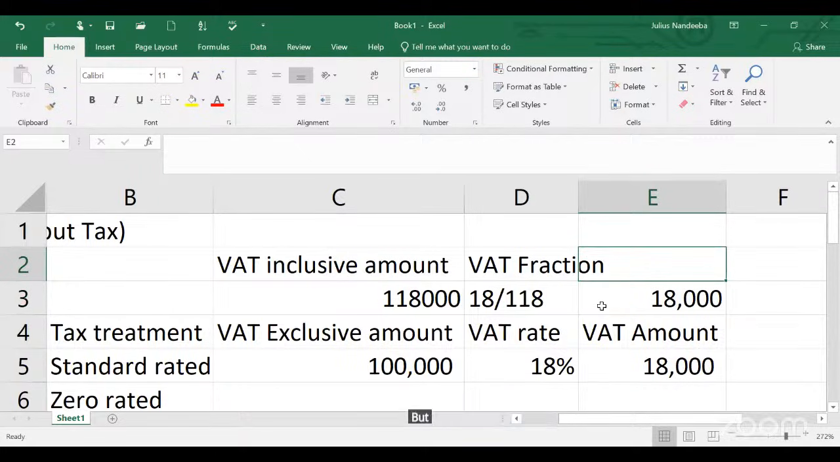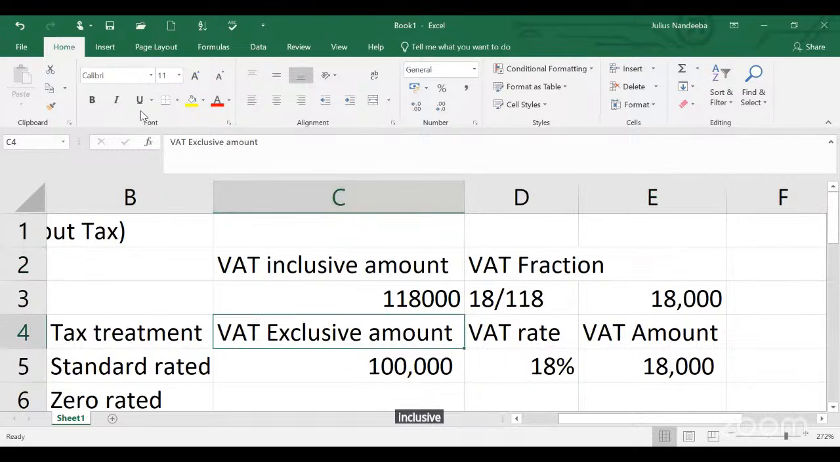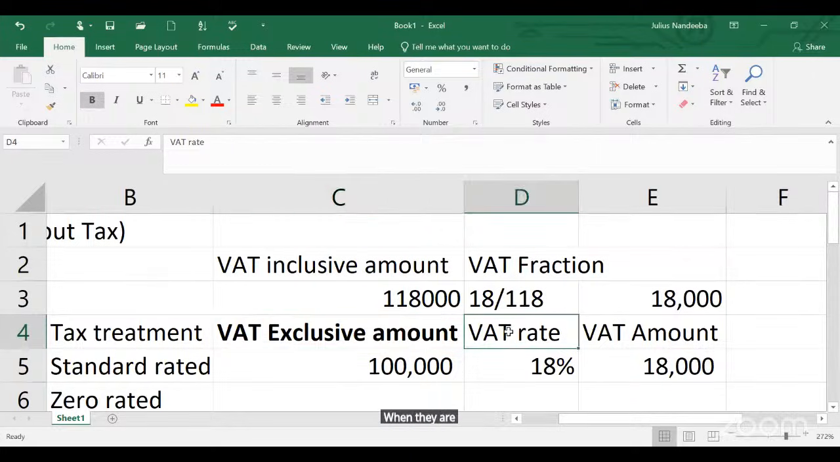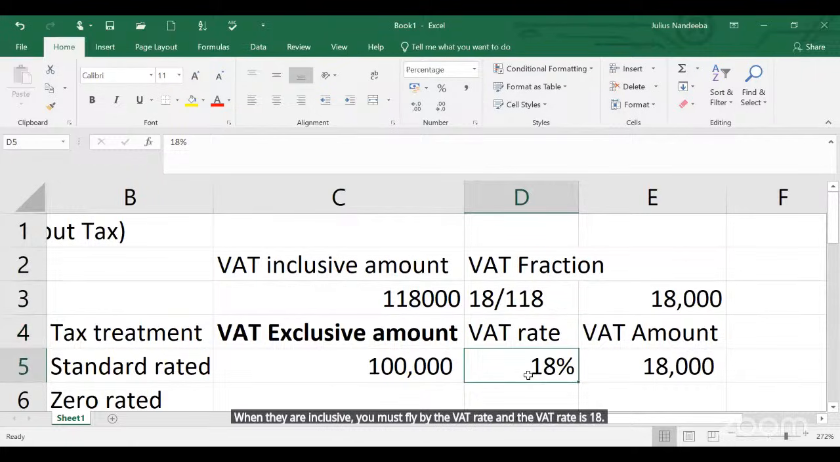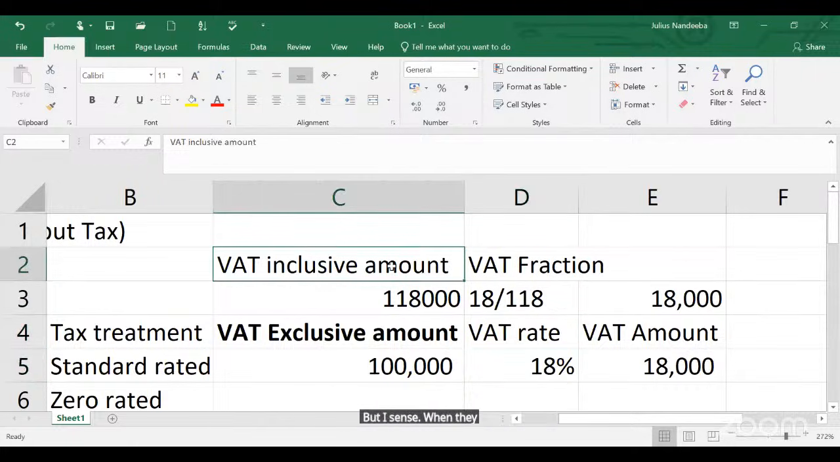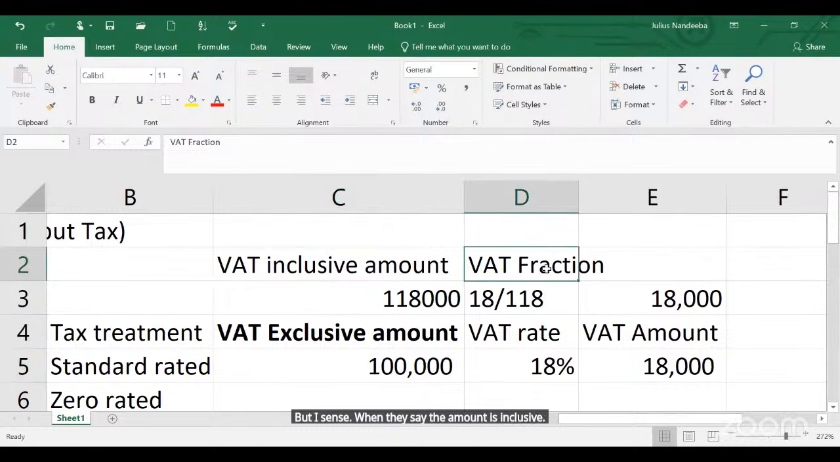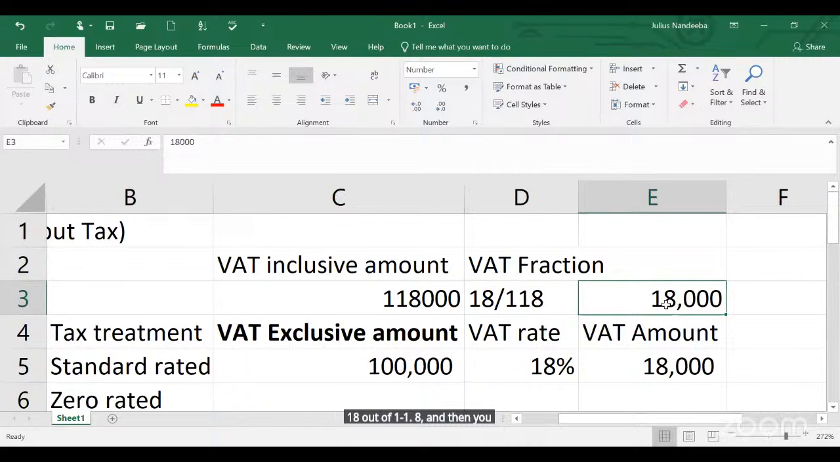But what I'm emphasizing, principle number one: your sales will either be inclusive or exclusive. When they are exclusive, you multiply by the VAT rate, and the VAT rate is 18%. When they say the amount is inclusive, you will multiply by the VAT fraction, which is 18 out of 118, and then you get the VAT amount. That is principle number one.